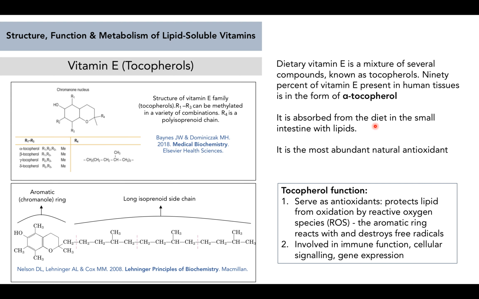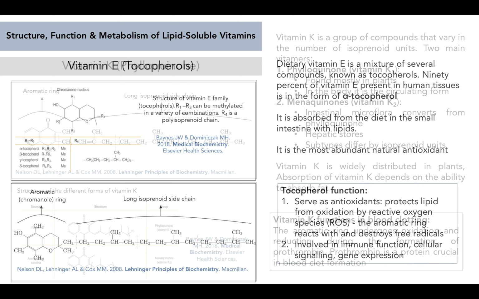Once again, lipids are very important for vitamins that are lipid soluble, and it is also the most abundant natural antioxidant. That's the function of tocopherol: it's an antioxidant and it protects lipids from oxidation by reactive oxygen species. In our body, we have a lot of reactive oxygen species, or ROS, that can react and cause destruction. In lipids, this is counteracted by vitamin E. The way that vitamin E does this is through this chromanol ring. The chromanol ring here is what reacts with those free radicals and destroys them. Vitamin E is also involved in immune function and cellular signaling or gene expression.